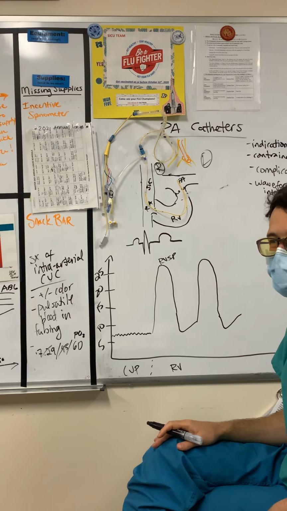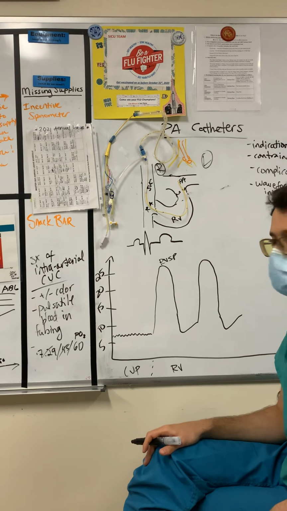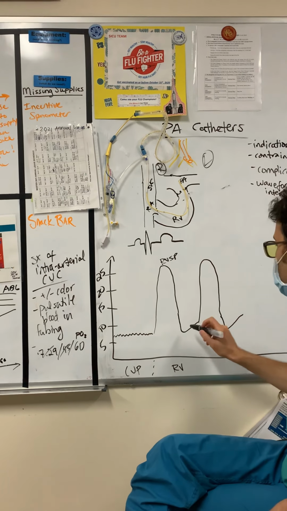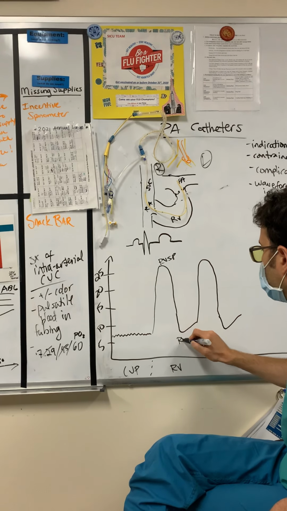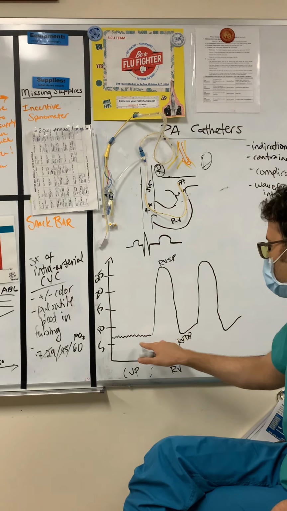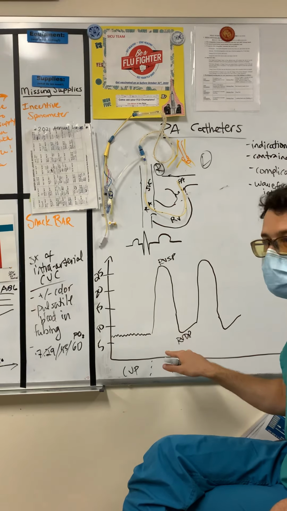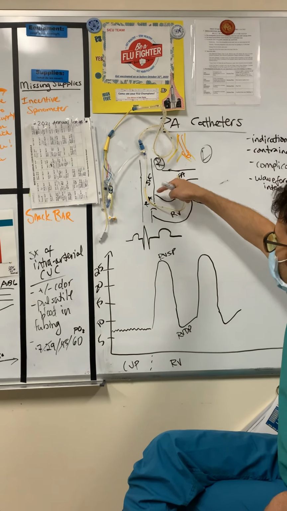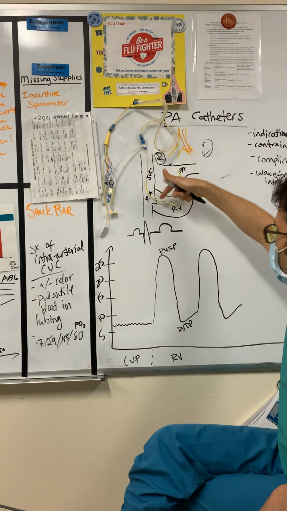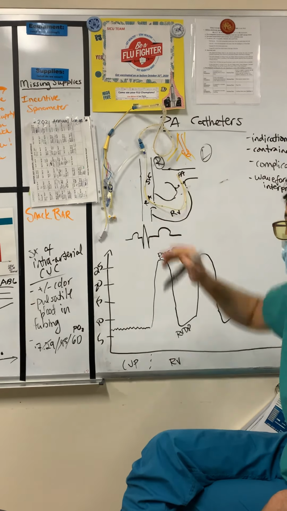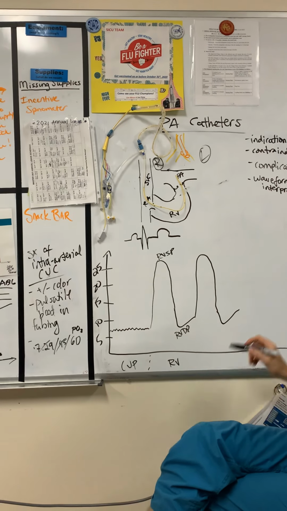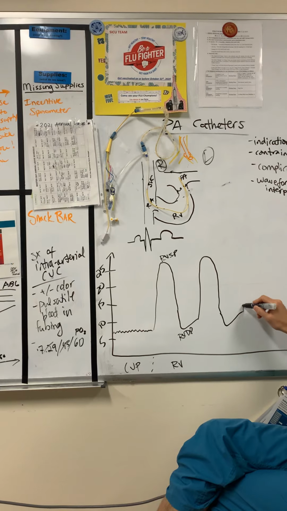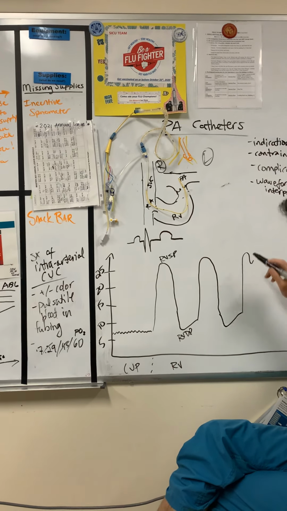Anybody? Yeah, RVDP, and that generally should be pretty close to your CVP, because if you think about it, during diastole this tricuspid valve is open, which means that your CVP and your RV are equilibrating together, so there should be similar pressures, okay? All right, so now we keep on advancing our catheter.